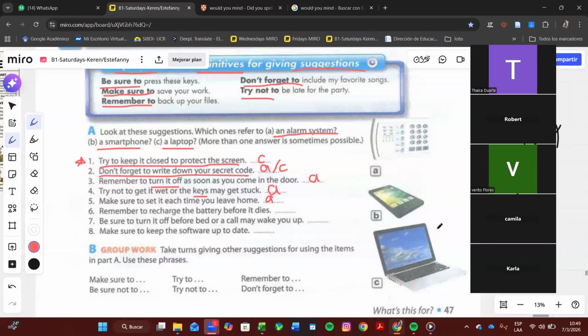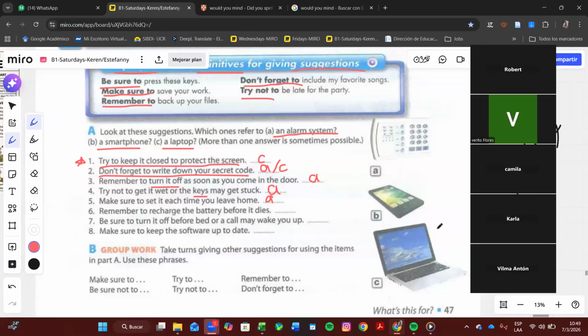Okay, let me ask. Carla, are you there? Yes. What about 6? Remember to recharge the battery before it dies. A smartphone or laptop. Yeah. So it could be a smartphone or a laptop, both of them. Be sure to turn it off before bed or a call may wake you up.